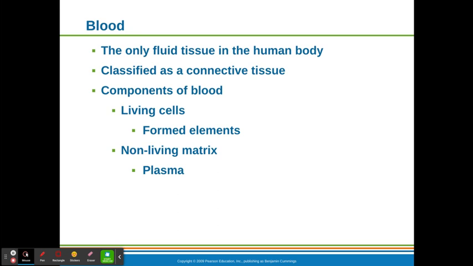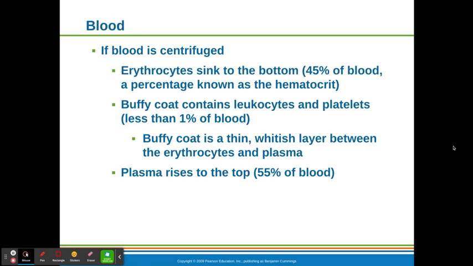So just to recall, with our connective tissues, every one of them is going to have our living cells, and then they produce a matrix that's sent outside of the cell. So if blood is centrifuged, what that means is we take it in a machine and we spin it really, really fast. Now, my other job at the hospital, I use these on a daily basis.